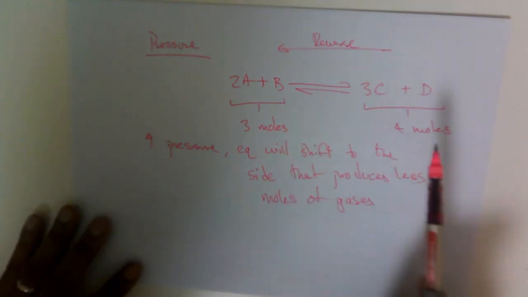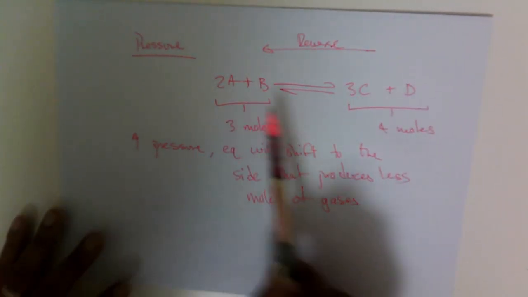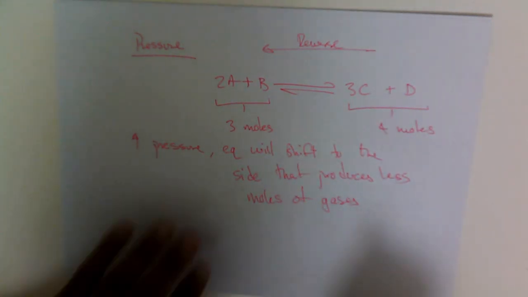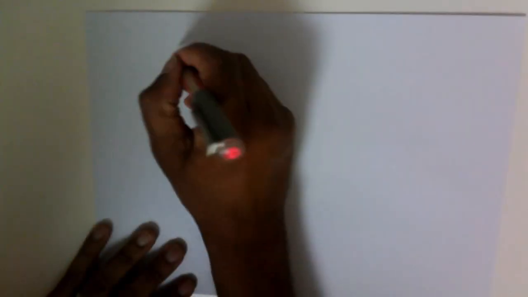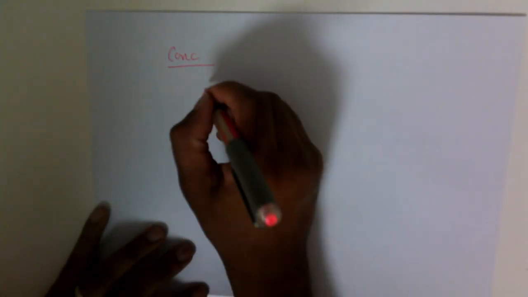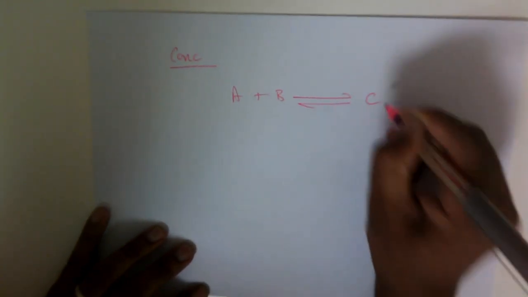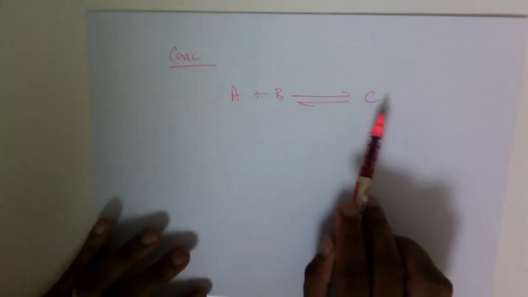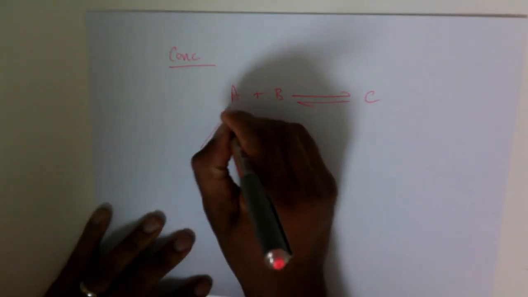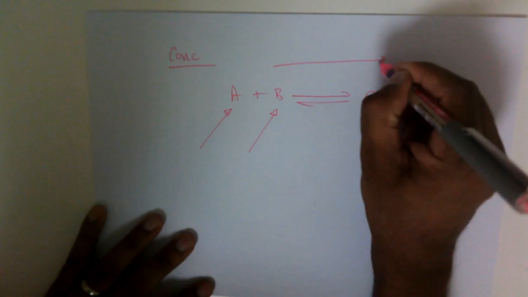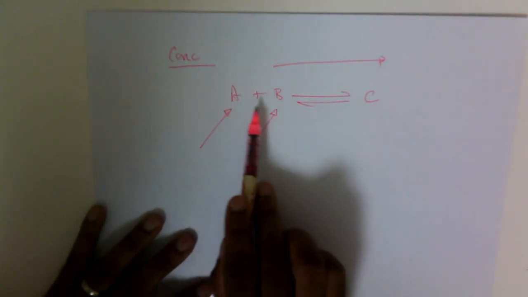You can even say it will produce more A and B, so that means it's going to happen in the reverse direction. So that's pressure. And then the other one is concentration. Now with concentration, the main thing is if you've got A plus B produces C, so you want lots of C. So if you want lots of C, you increase the concentration of A and B continuously, then the equilibrium will shift to produce more C to try and reduce the amount of A and B.